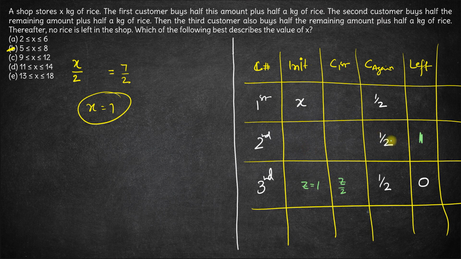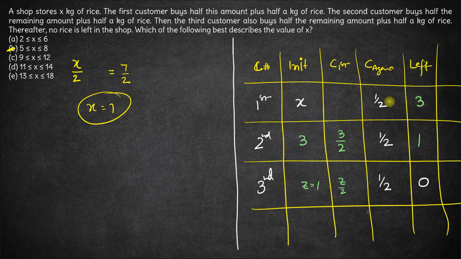So after the second customer has left, the shopkeeper must have been left with 1 kg. Now this 1 kg is after deducting half a kg more that the second customer buys. That means before the customer buys this half kg, the shopkeeper must have had 3 by 2 kgs, right? So if the shopkeeper was left with 3 by 2 kgs, the customer must have also bought 3 by 2 kgs. So 3 by 2 is left and 3 by 2 is bought. That means before the second customer came, the shopkeeper must have had 3 kgs with him.